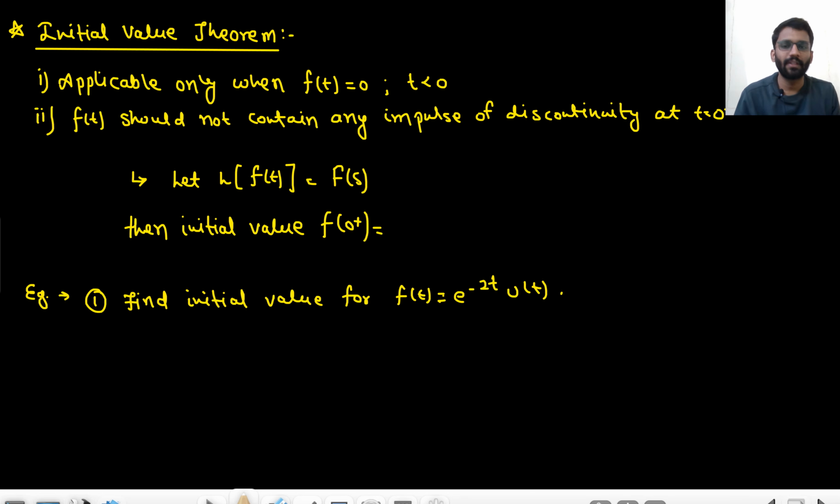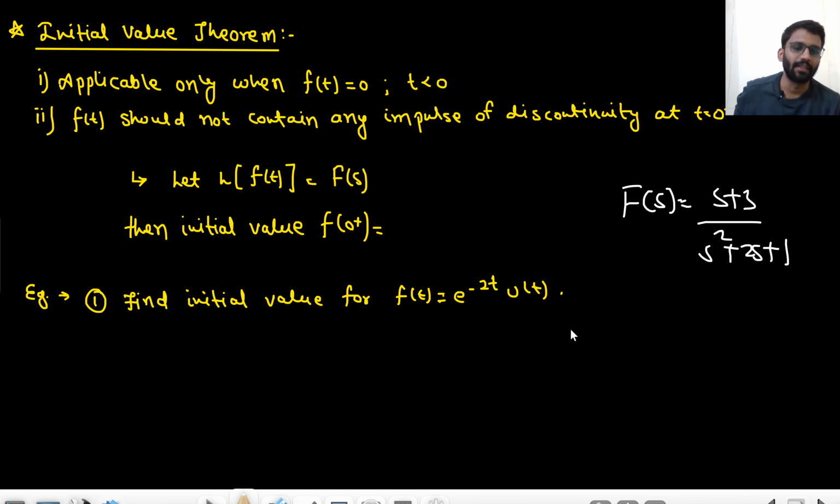But now if something is given in Laplace transform, let's just assume capital F(s) is written as (s plus 3) upon (s squared plus 2s plus 1). Now they are asking what is the initial value of this function. So what you can do, you can convert this Laplace domain to time domain and then put t equals to 0, or you can apply the initial value theorem.